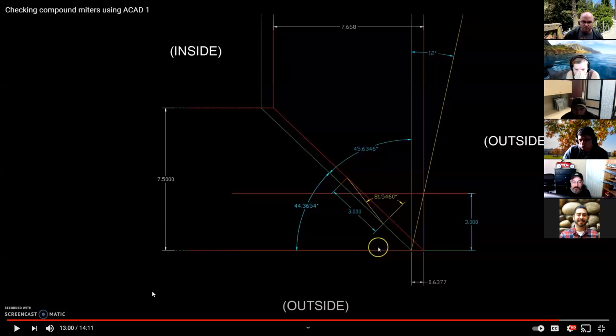Go ahead. Okay. Bill, continue. The angle of the tilt line against the horizon.